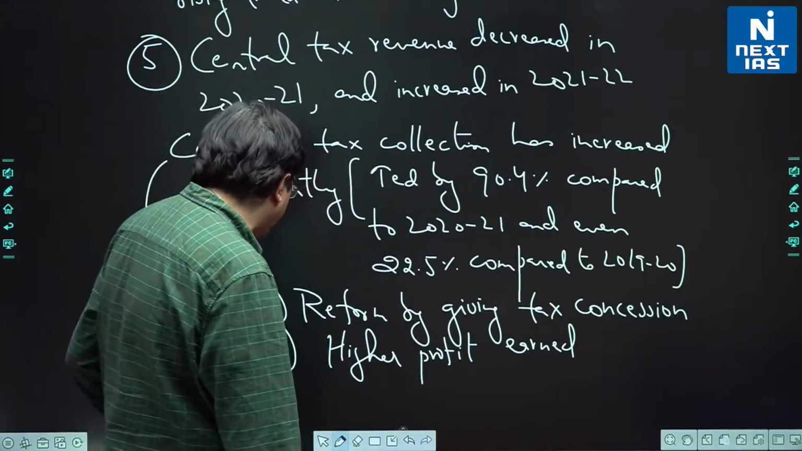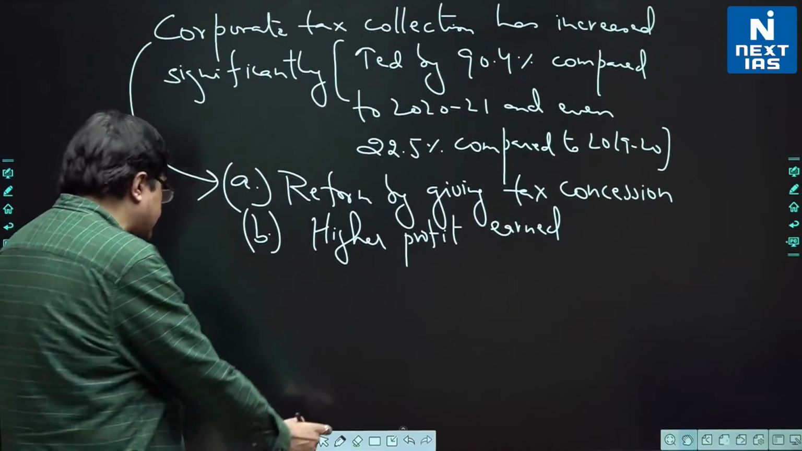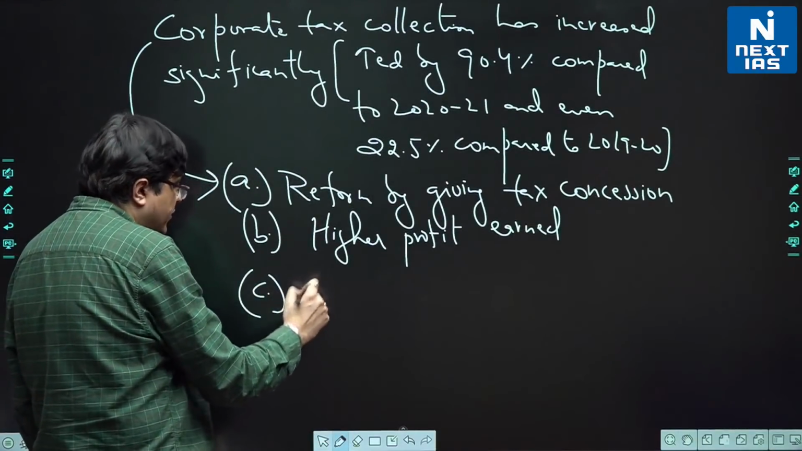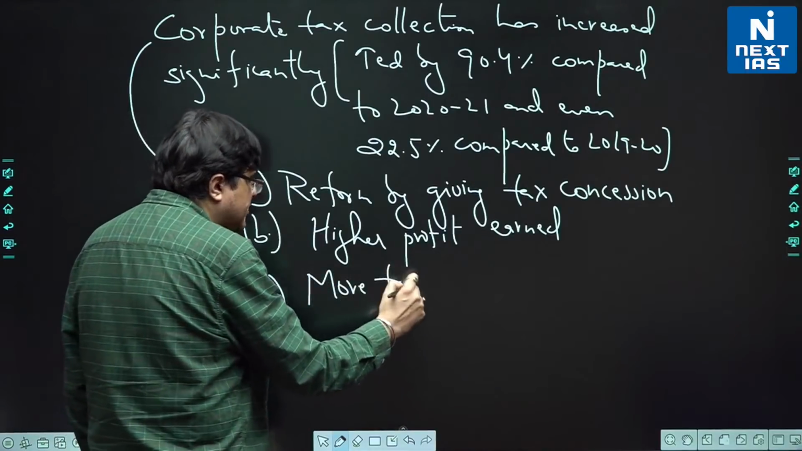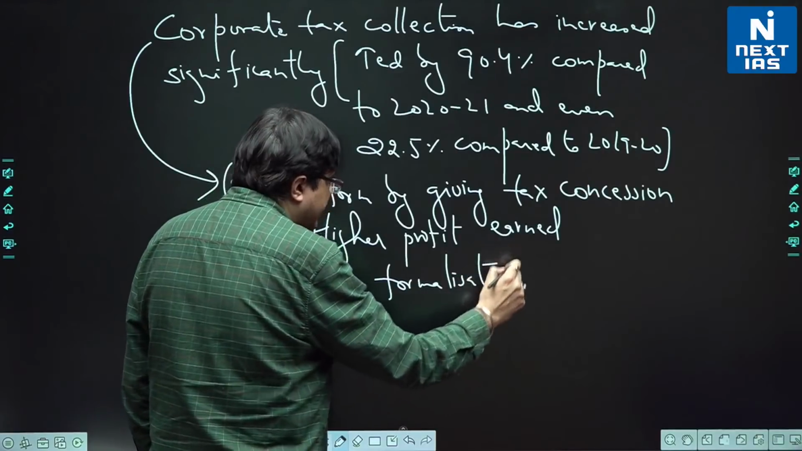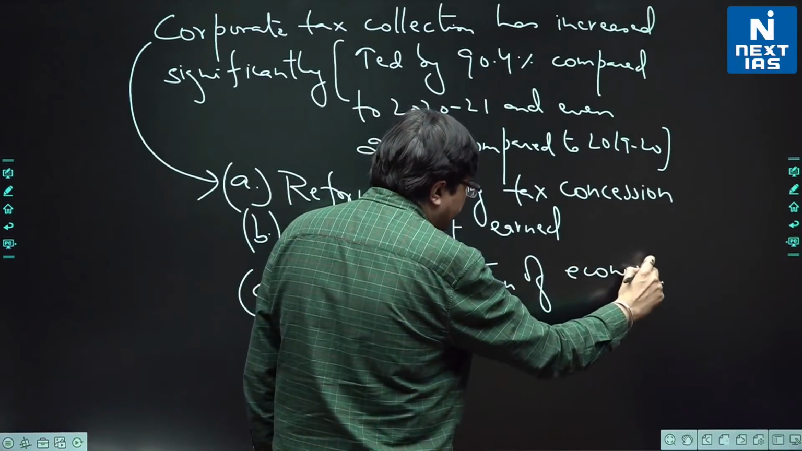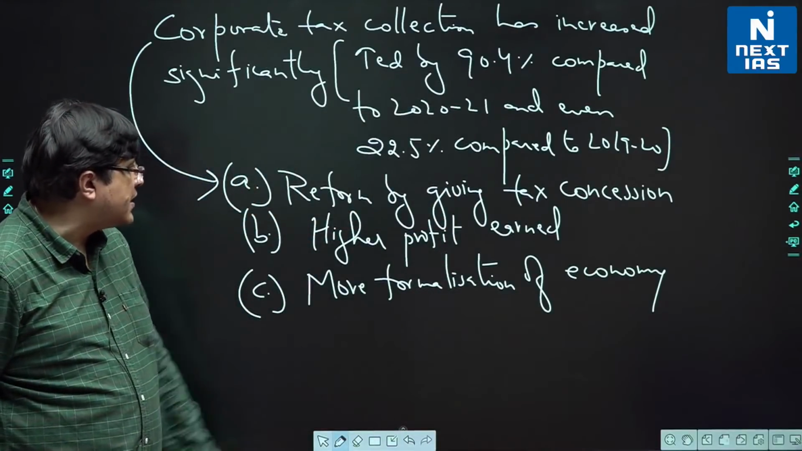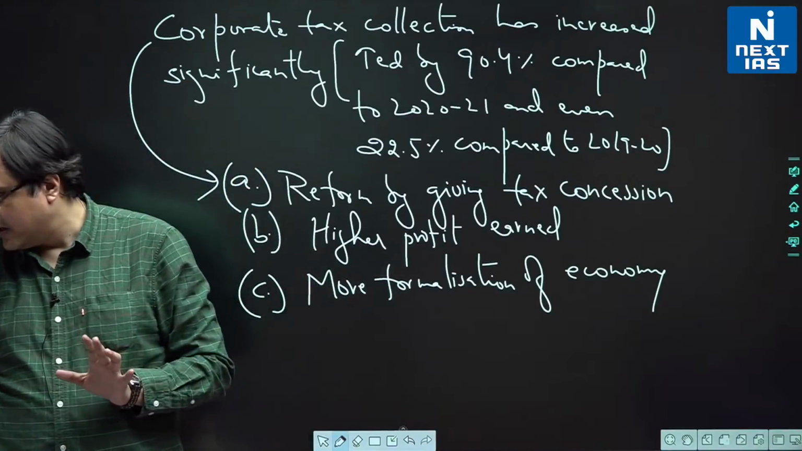And the other thing they say is more formalization of the economy. The third thing that they suggest is that with GST reforms and other changes, with the structural reforms of the pandemic, there is more formalization of the economy. More and more companies are now registering themselves, leading to a higher level of corporate tax collection.